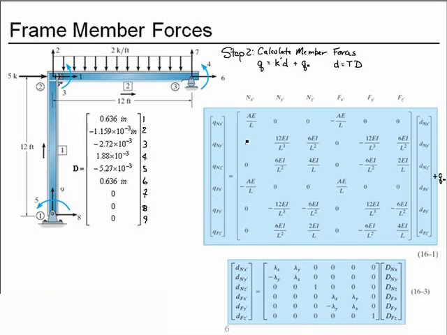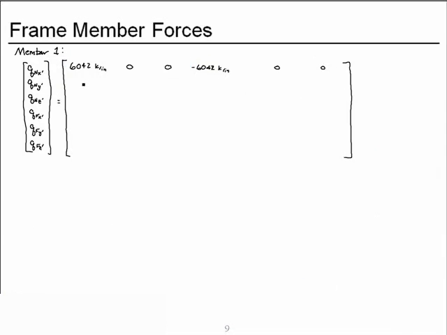Our next row consists of 0, 12EI over L cubed, 6EI over L squared, 0, minus 12EI over L cubed, and then a positive 6EI over L squared. Which means for member 1 we have 0, 81.6 kips per inch, 5874 kips, 0, minus 81.6 kips per inch, and 5874 kips.